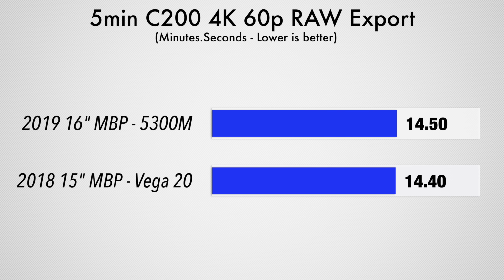All right, it is done, and it looks like it took 14 minutes and 50 seconds, and my Vega 20 MacBook Pro took 14 minutes and 40 seconds. 10 seconds difference in a 5-minute project, 4K 60 RAW graded to H.264. Not bad, not bad. Good job, Apple. You spent a lot more. I know maybe some of you guys feel the same way, but this new base Mac, not bad.